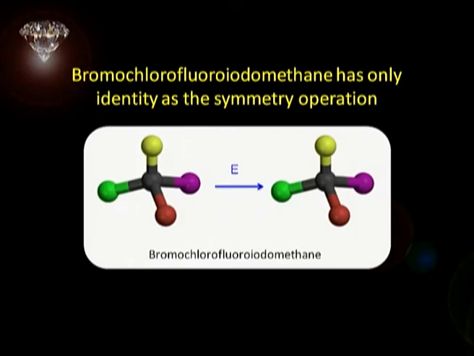Let me take an example of that. Typically, this molecule of bromochlorofluoroiodomethane, you see that we have a carbon atom and there are 4 substituents to that. Each one of them is different. So, if I have this molecule and I perform the identity operation on that, this molecule is indistinguishable from the previous one. So, I say I have done an identity operation on that.